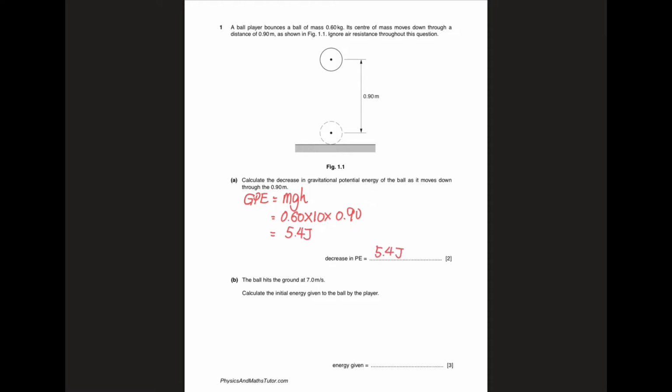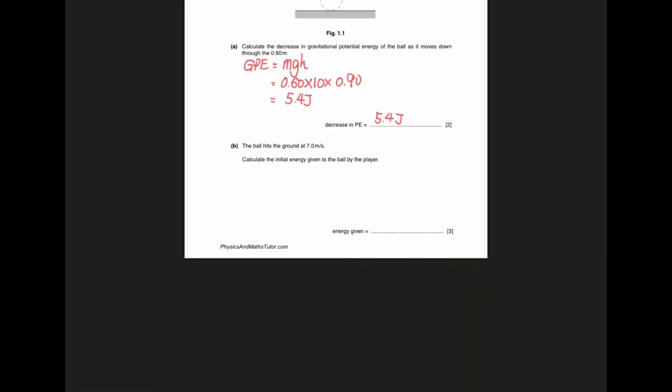Okay, now B. The ball hits the ground at 7.0 meter per second. So that is the velocity. Calculate the initial energy given to the ball by the player. Okay, so initial energy given to the ball.